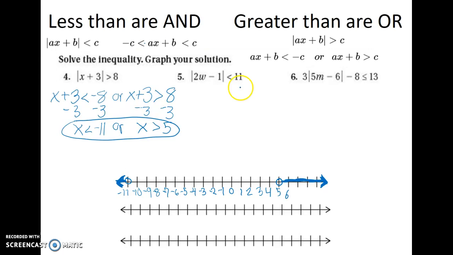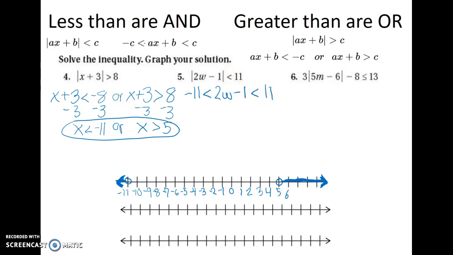The next one, number 5, is a less than situation. So this will be an and statement, because anything with the less than symbol will make it into an and. So you take the value here and make it negative, and use your less than symbol. Whatever's in the absolute value bars, then use your less than symbol and put the positive value there.